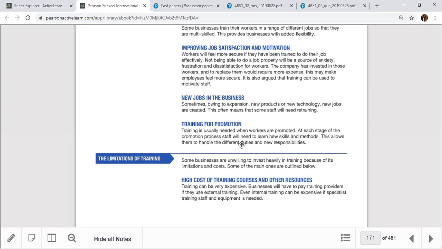Training is usually needed when workers are promoted. At each stage of the promotion process, staff will need to learn new skills and methods, and this allows them to handle the different duties and new responsibilities.